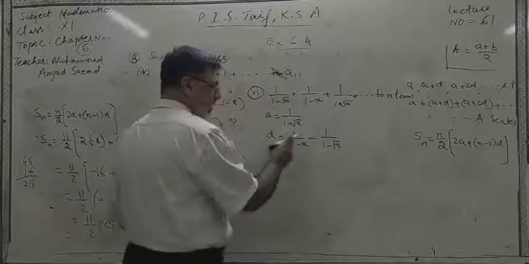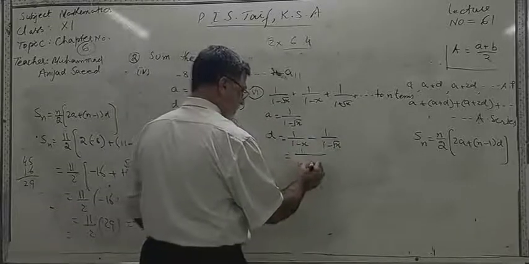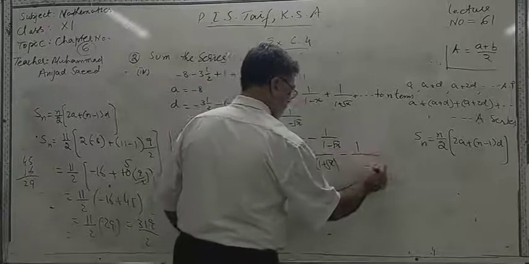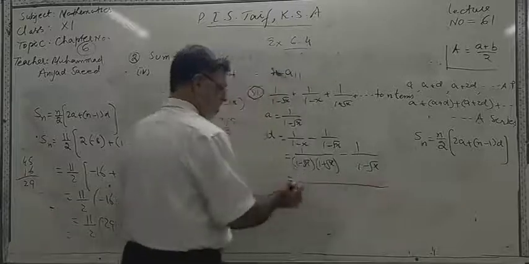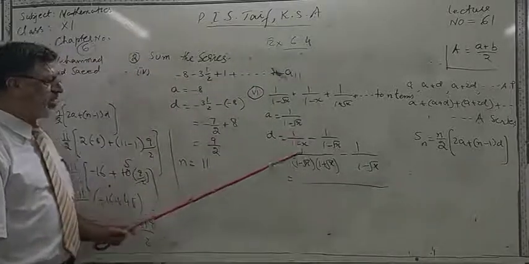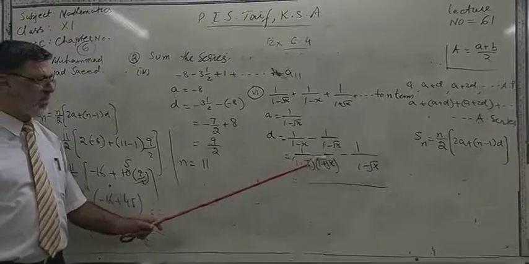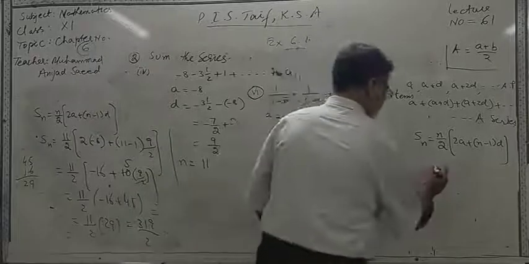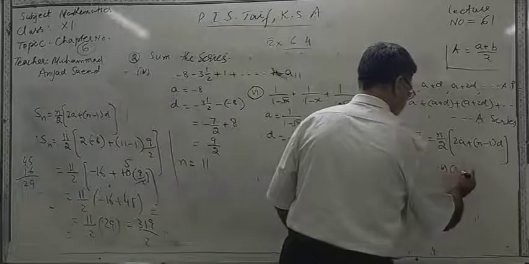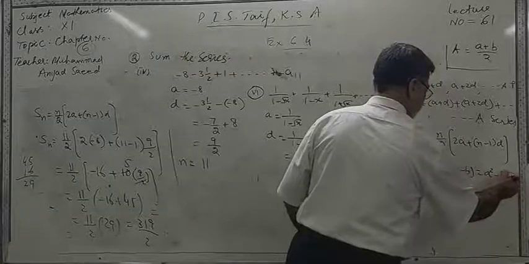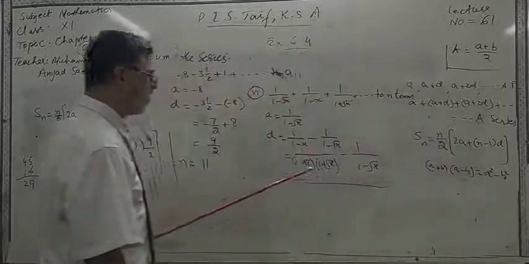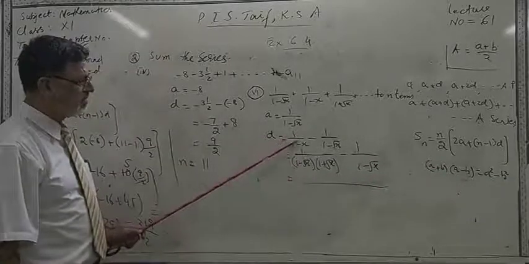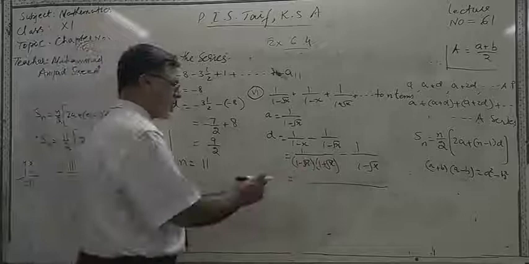Remember that 1 over root of 1 minus x can be written as root of 1 plus x minus root of 1 minus x, and 1 minus x can be written as root of 1 minus x times root of 1 plus x. If you multiply, what's the formula? a plus b into a minus b is equal to a square minus b square. So we have applied this formula here. It will be easy for you to understand now.